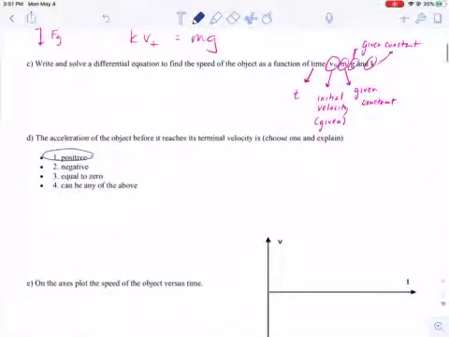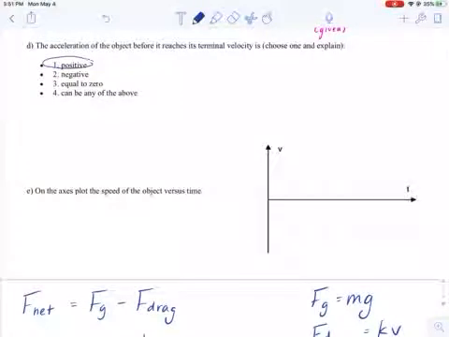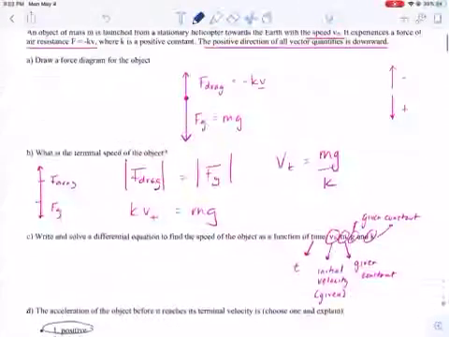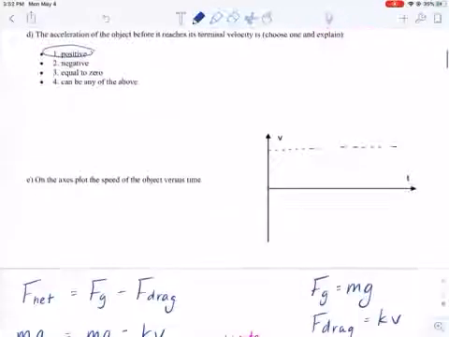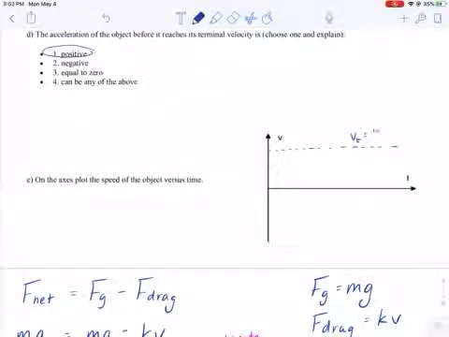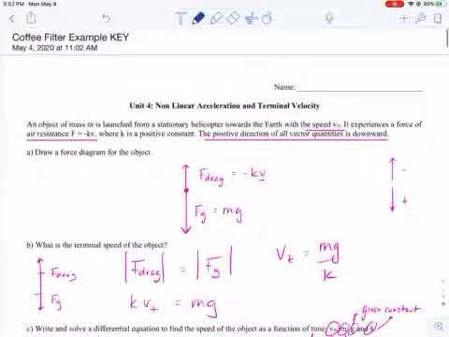So that's that. And then we've already done this, but we'll just sketch it on this axis since it says to plot the speed of the object versus time. Okay, well, we know that there's a terminal velocity. The terminal velocity is mg over k, and we know that the velocity will approach that asymptotically, like with a limit as time increases. All right, I hope you find this helpful. Please reach out with any questions that you have, and I will talk to you soon.